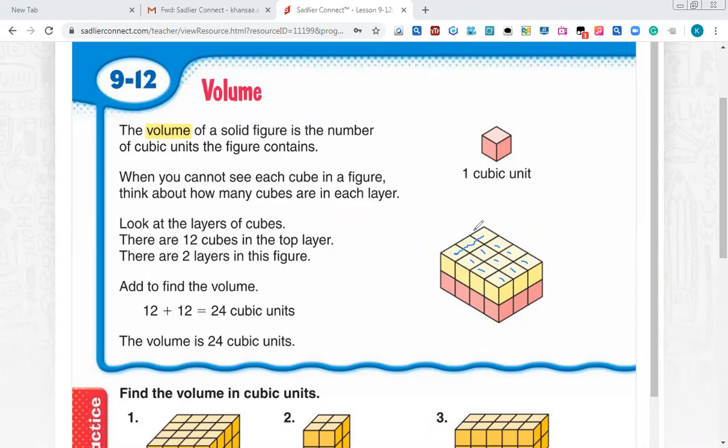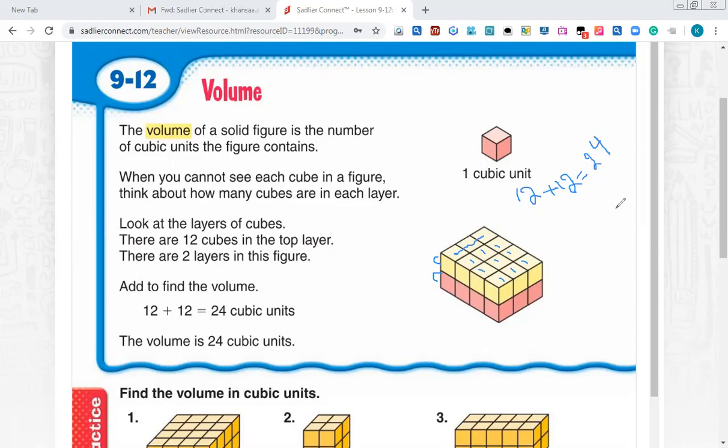1, 2, 3, 4, 5, 6, 7, 8, 9, 10, 11, 12. We have 12 cubes in the top layer, okay? How many layers do we have? It's the first layer and it's the second layer. So we have two layers. So we have to add 12 two times because we have two layers and in each layer we have 12 cubes. So the answer is 24 cubic units.